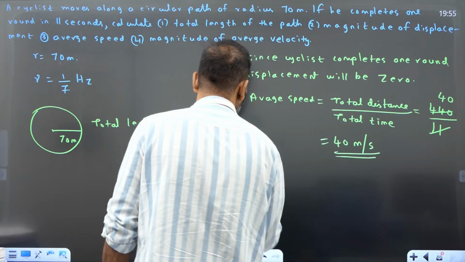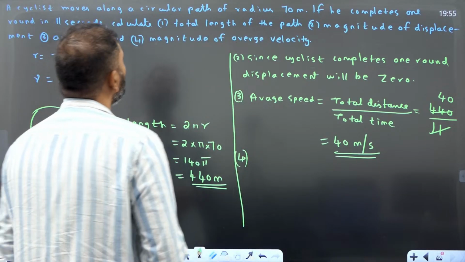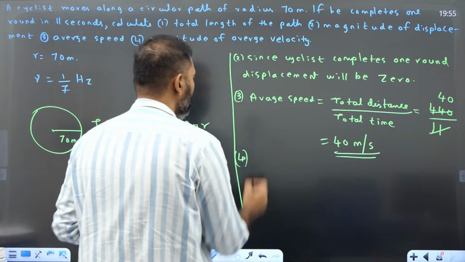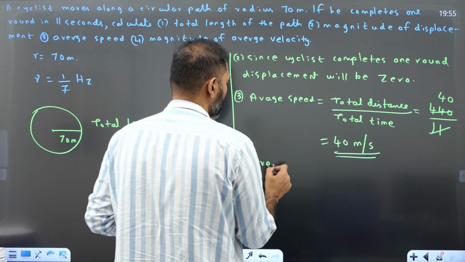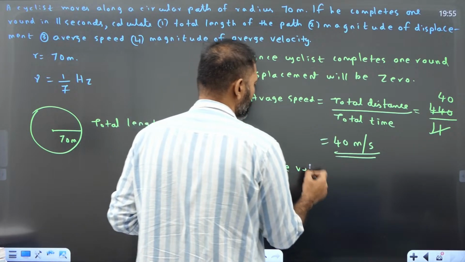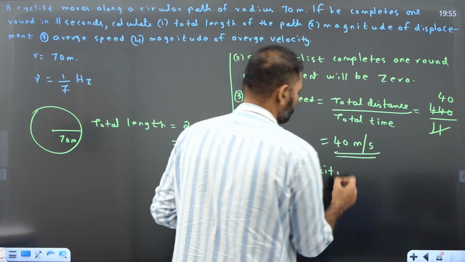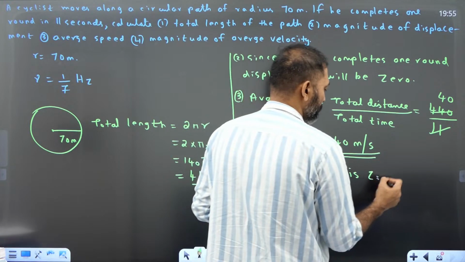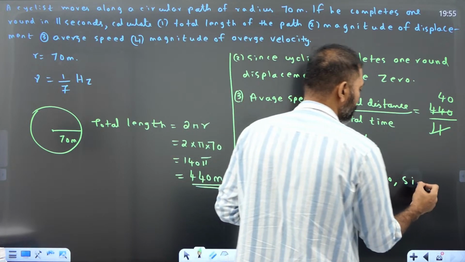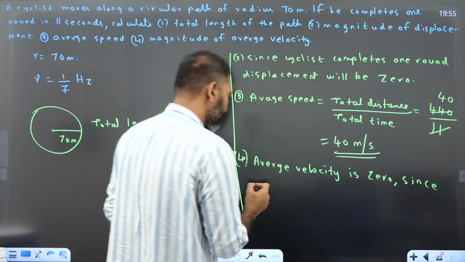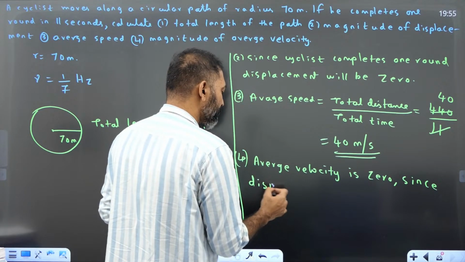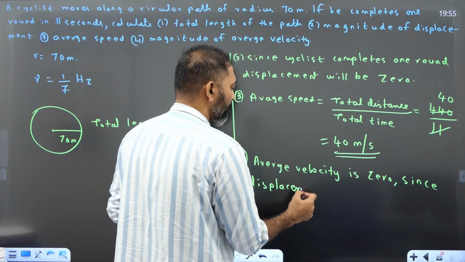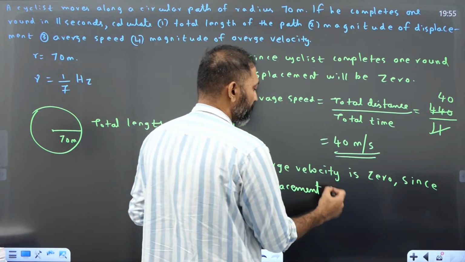Now, fourth question. What is the average velocity? Average velocity will be 0. What is the reason? Since displacement is 0, because the person completes one circular path, displacement will be 0.